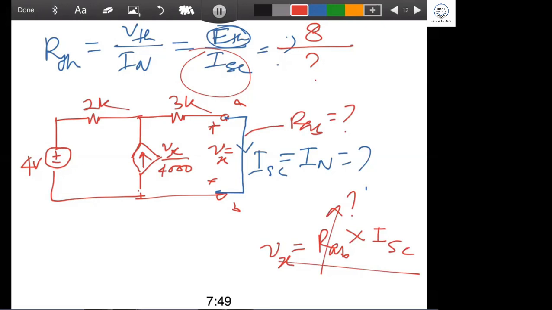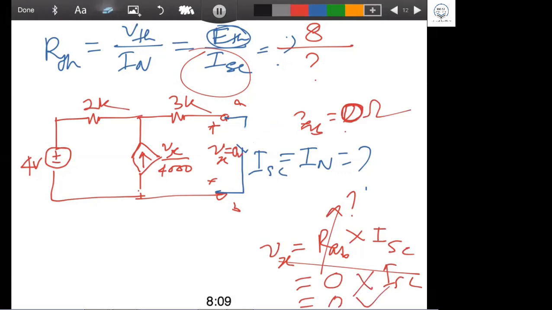Why is it 0? Because the resistance RAB is 0. Short circuit means the resistance is 0. If resistance is 0, then 0 times whatever current, the short circuit doesn't matter, you are getting 0 volts. So Vx is 0. I think I told you a thousand times. This is the reason why it is 0.